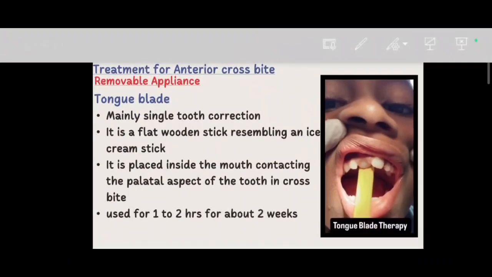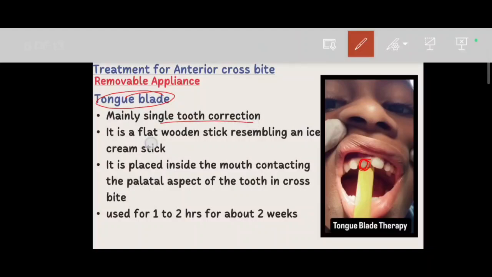Now we will see the treatment for the anterior crossbite. First one is removable appliance. So first removable appliance is the tongue blade. It is mainly used for single tooth correction. You see this is a single tooth we have to correct.